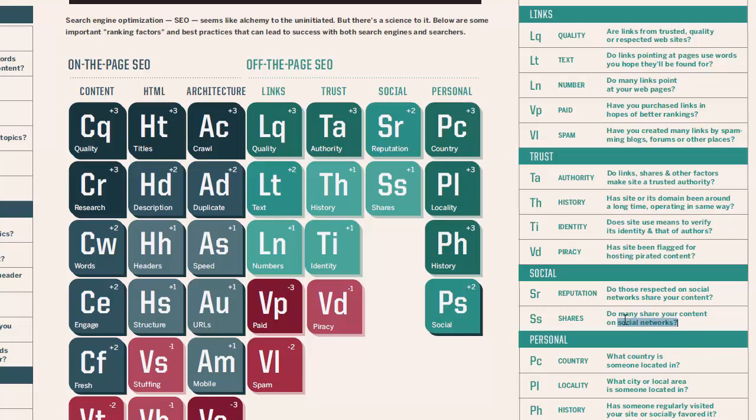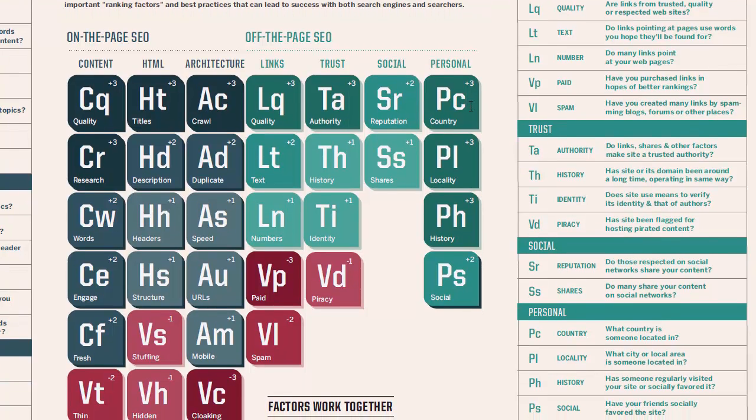And again, the shares: how many shares do I get? Who are they coming from? That really is most of the social at this point, though that area is getting more interest all the time. And then, of course, personal. What is the locality of somebody who's looking for you, or what's the country that somebody's looking for? You're more likely to show up in my search results if your business is close to me. So if I just did restaurants, most likely the results are going to be those restaurants that are closest to me.